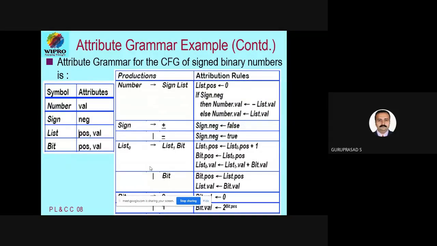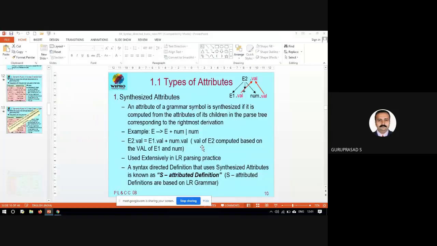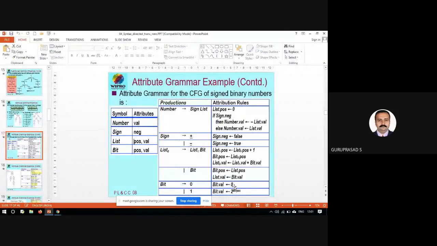So we have two attributes for list and bit. Position is one of the attributes which is computed from top to bottom, and the val attribute is computed from child to parent in a bottom up manner. Right. And then the next list can also produce a bit, then also the same thing. Bit dot position is equal to list dot position, and list dot val is equal to bit dot val. Here also position is computed in L-attributed manner, and val is computed in S-attributed manner.